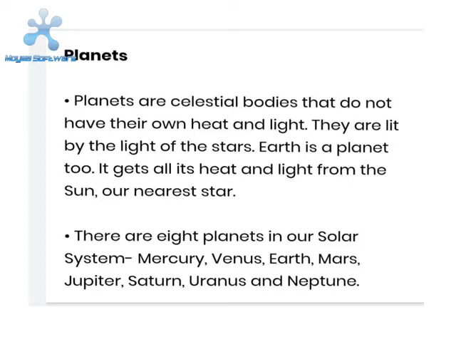Earth is a planet too. It gets all its heat and light from the Sun and nearest stars. So we can say that Earth is also a planet, and the Earth does not have its own heat and light, and the Earth gets its heat and light from the Sun and also from the nearest star. Next point, there are 8 planets in the solar system that include Mercury, Venus, Earth, Mars, Jupiter, Saturn, Uranus and Neptune.